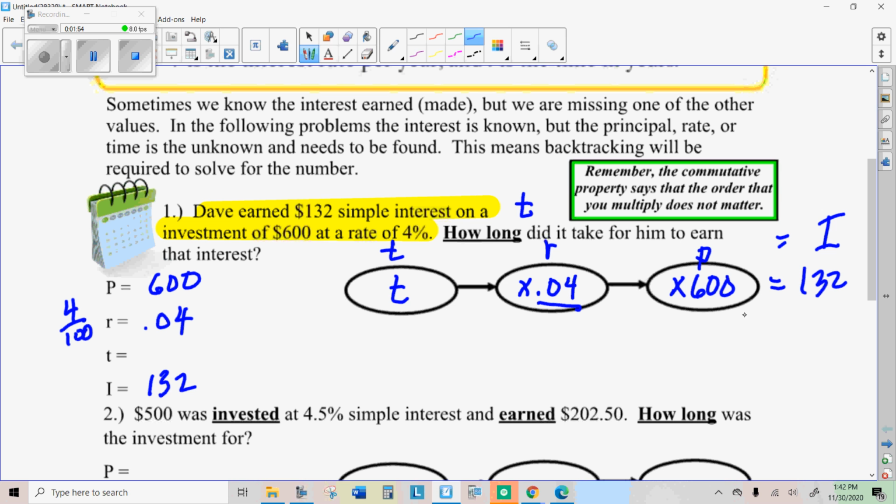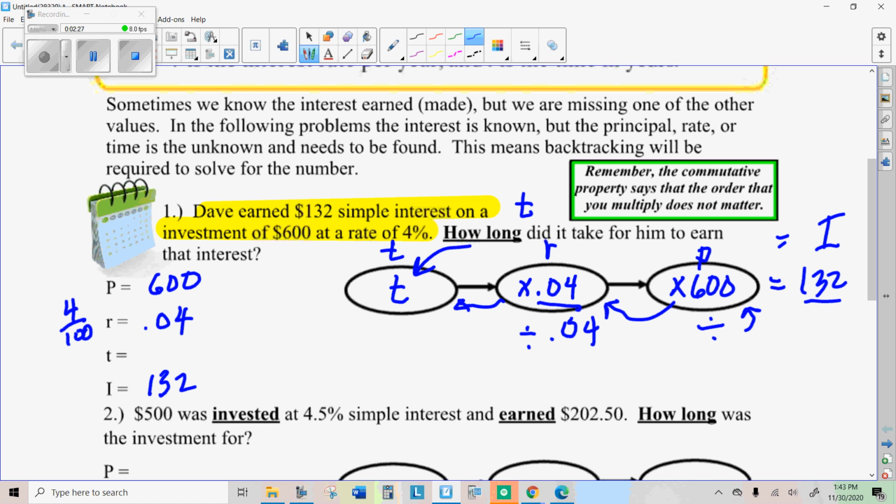So I'm going to start with my interest 132, and I'm going to divide by this number, since I multiplied by this number to get 132. And I'm going to divide by this number, since I multiplied by 0.04 to get my answer. So going backwards, I'm going to divide by 0.04. And when I'm done, I'll end up at this box here, which is t. So basically, I'm going backwards now, and I'm doing that by doing the reverse process.